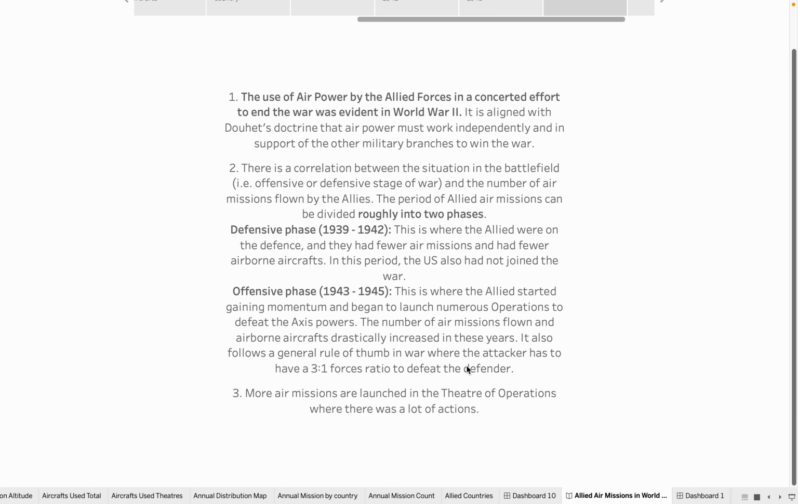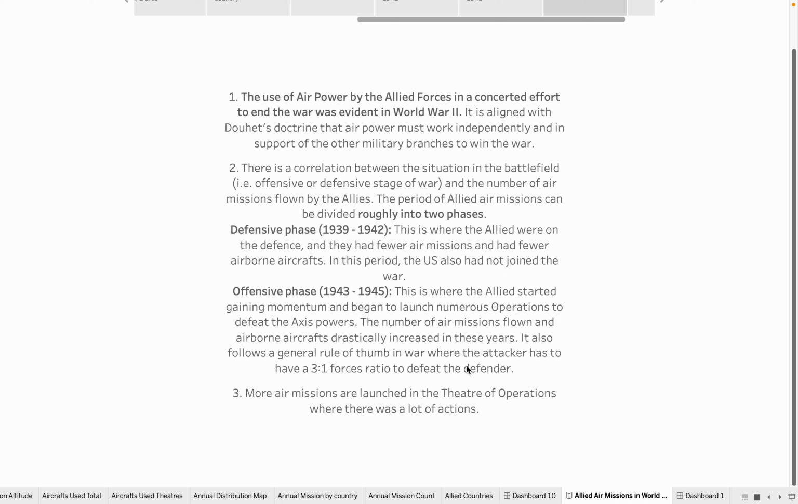So the conclusion is that the use of air power by the Allied forces in a concerted effort to end the war was very much evident in World War II, and it's also aligned with Douhet's doctrine that air power must work independently and also in support of the other military branches of other operations to win the war. And the second is that there is a correlation between the situation in the battlefield and the number of air missions flown by the Allies.